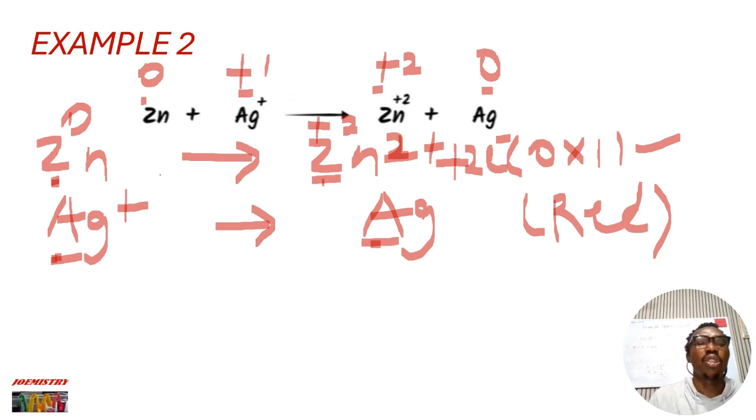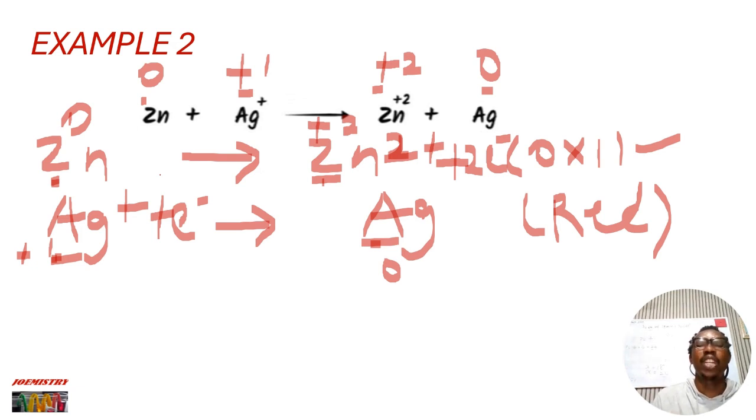Then we'll now go to the reduction half cell. We have to balance the charges. On the reactant, the charge is +1 and on the product the charge is 0. So we have to add an electron here so that the charge will be balanced. So +1 minus 1, 0 and 0. So the charges are balanced on both the oxidation half cell and the reduction half cell. The next step is to what?